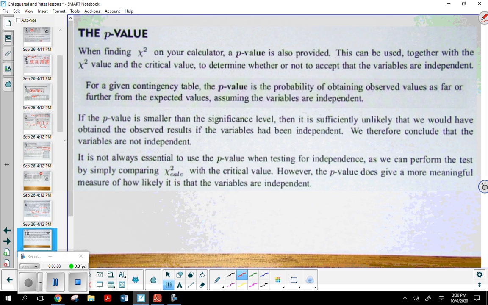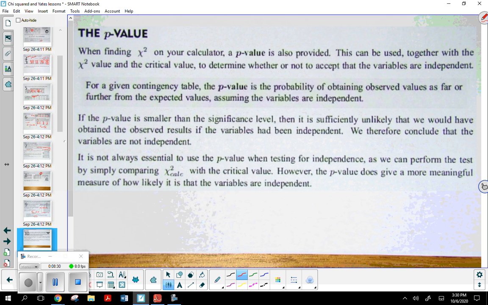Okay, so what does all this mean? The p-value. When finding chi-squared on a calculator, the p-value is also provided. This can be used together with the chi-squared value and the critical value to determine whether or not to accept that the variables are independent. So you're going to make your decision by comparing our calculated chi-squared value to the critical chi-squared value. Depending on if it's larger or smaller, we're going to say, yes, there's an association, or no, there is not an association.